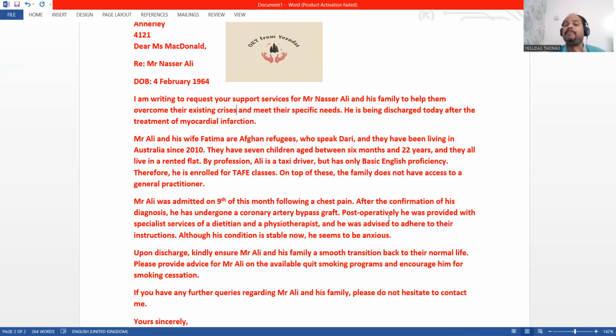So what happened to him? On the 9th, he was admitted with chest pain, confirmation of diagnosis was made, and the surgery was done. The first 2 sentences deal with that. You can make it in 1 sentence if you want, but I don't want to make that sentence too complex, so I just made it in 2 sentences. Post-operatively, he was provided with these services, and he was advised to adhere to the instructions.